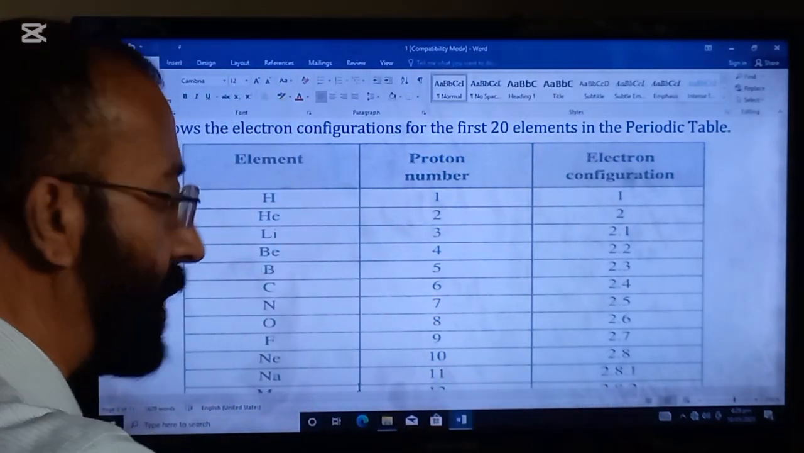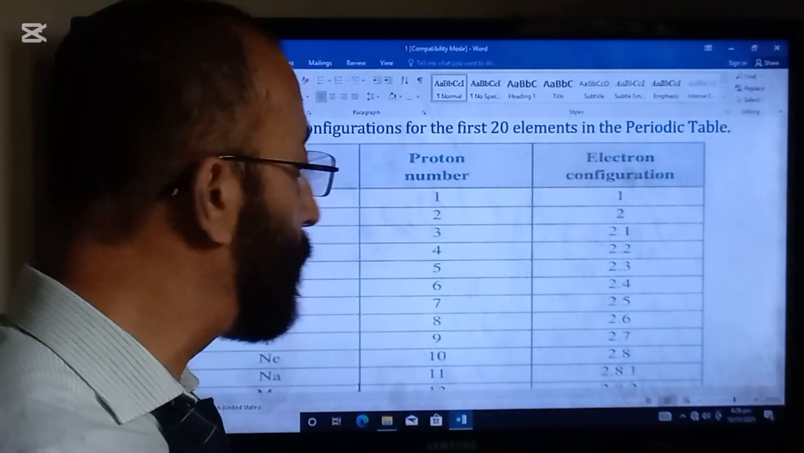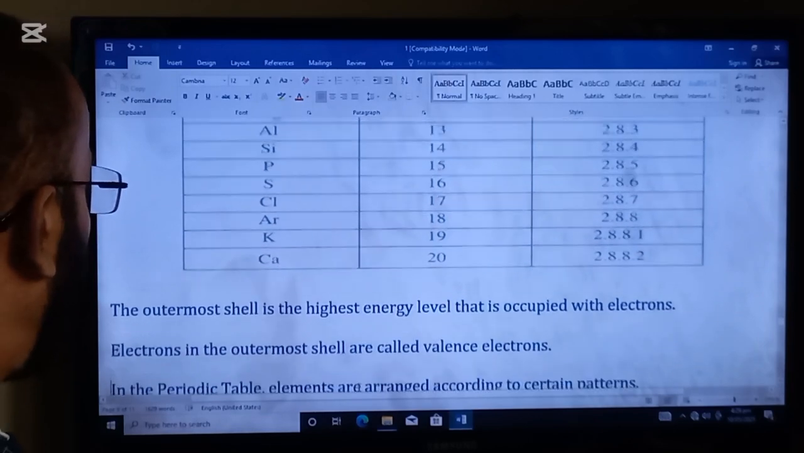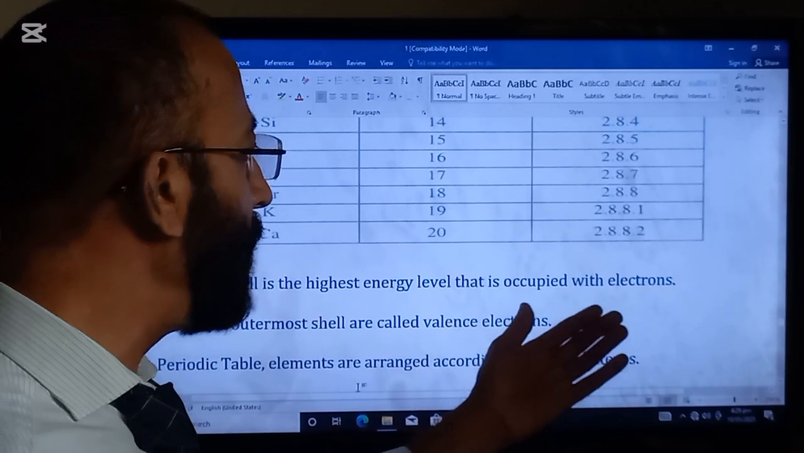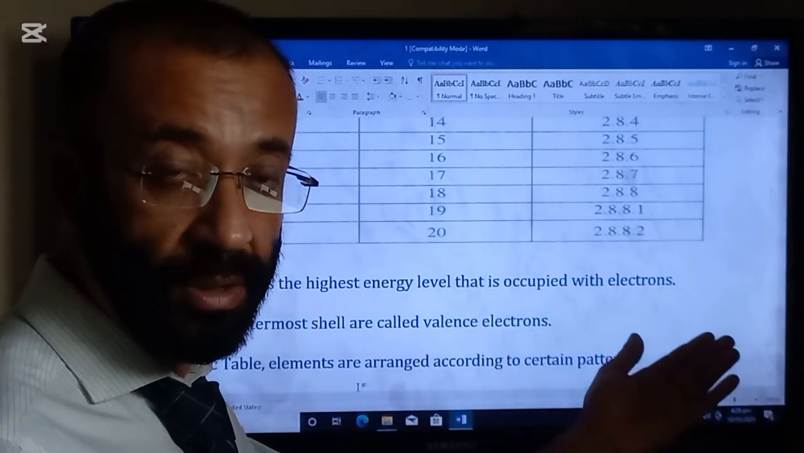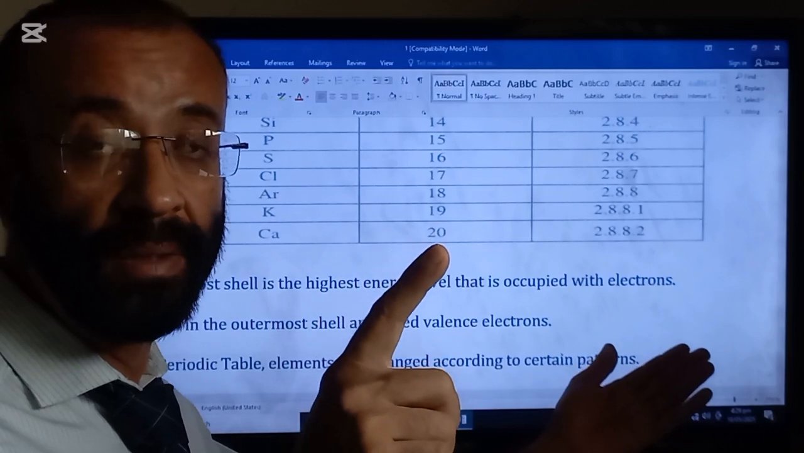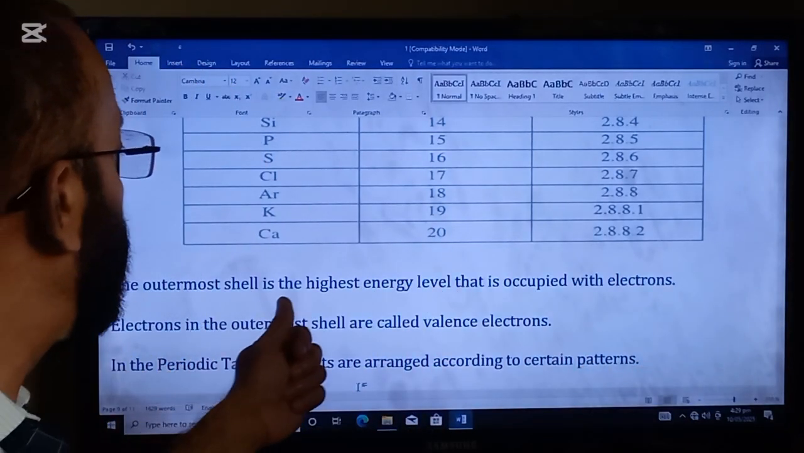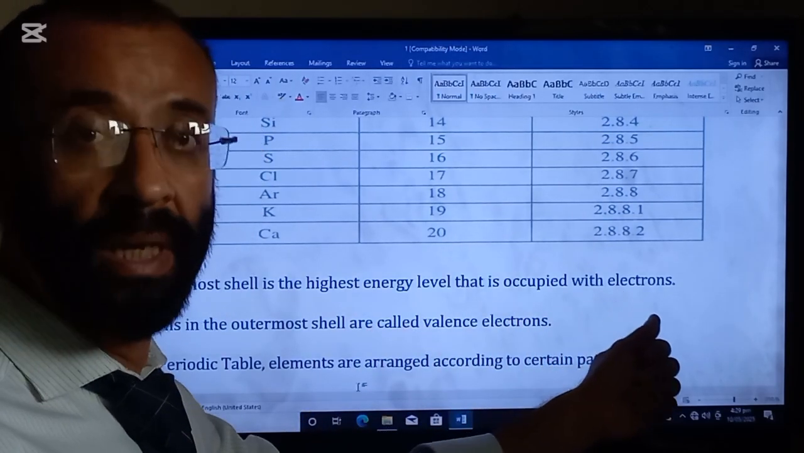So practice it. This is a very important question. This normally comes in paper 1 of the chemistry. The outermost shell is the highest energy level that is occupied with electrons. This is again a very important question. This normally comes in paper 1, the MCQs paper.